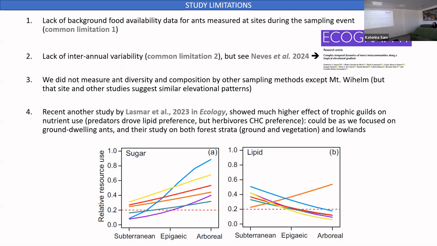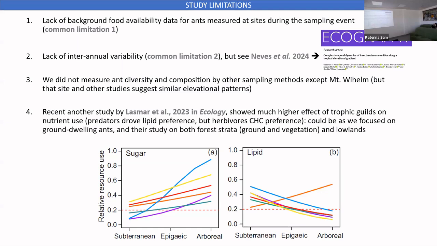And we also didn't measure ant activity and composition separately from the baits. So somebody can argue this is circular, because you are looking only at what is coming to baits. But we assume that what is coming to baits is representative, which agrees with our other data from Mount Wilhelm, but still for other mountains, we don't have this background data. So that could be another critical point.